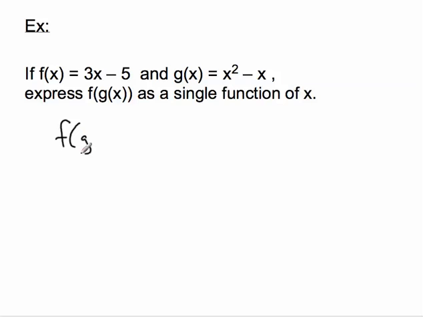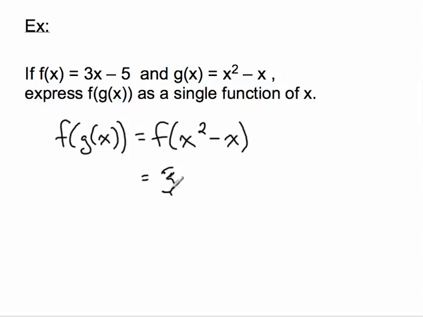So what that means is this. f of g of x is equal to f of x squared minus x, because g of x is equal to x squared minus x. Now, f is equal to 3x minus 5, so everywhere we saw an x here, we have to plug in an x squared minus x. So f of x squared minus x becomes 3 times x squared minus x, minus 5.